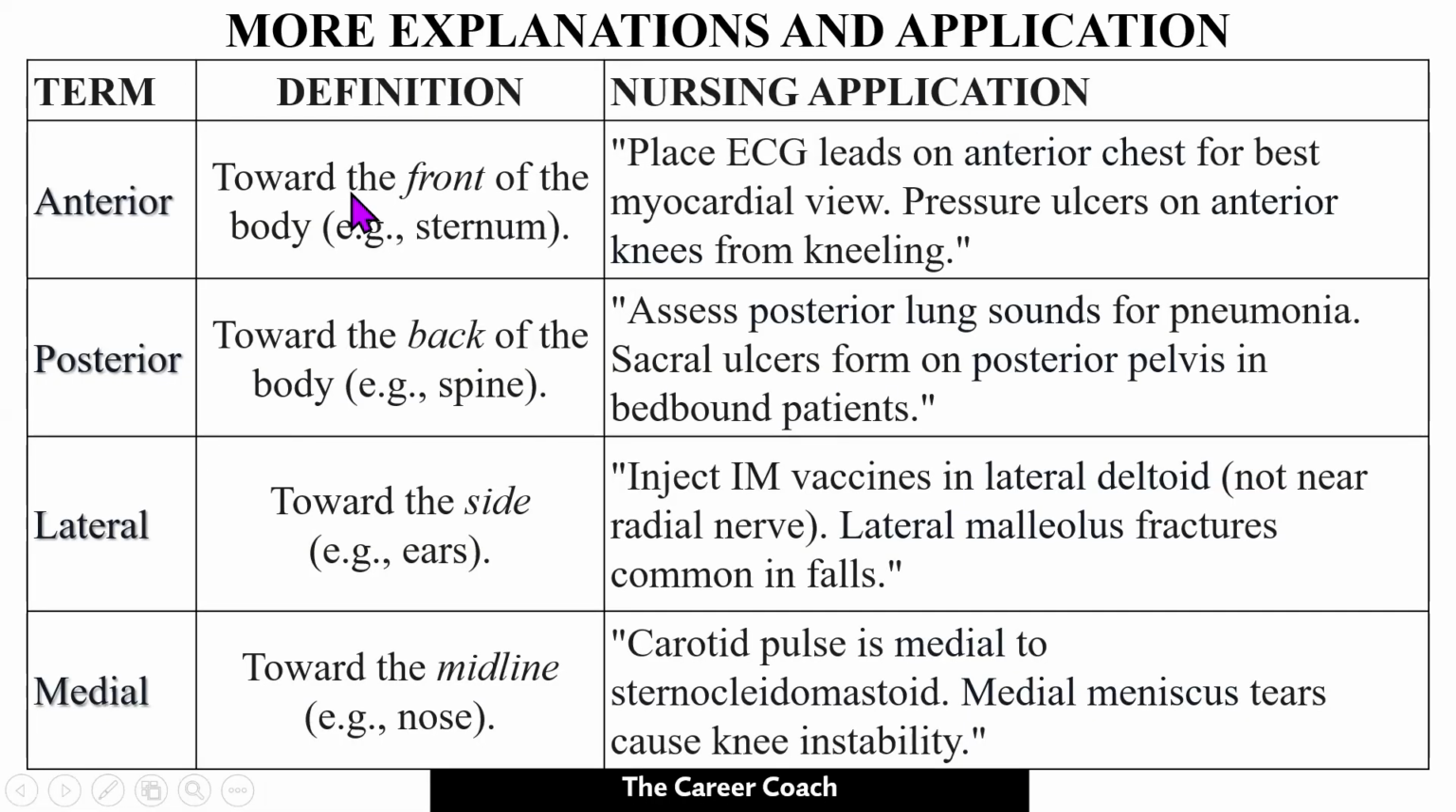The first one is anterior. Anterior, we have said that it means towards the front of the body. Example, the sternum. Nursing application: place ECG leads on the anterior chest for best myocardial view. Pressure ulcers on anterior knees from kneeling. We can see how it describes positioning the ECG and the location of pressure ulcers using the word anterior.